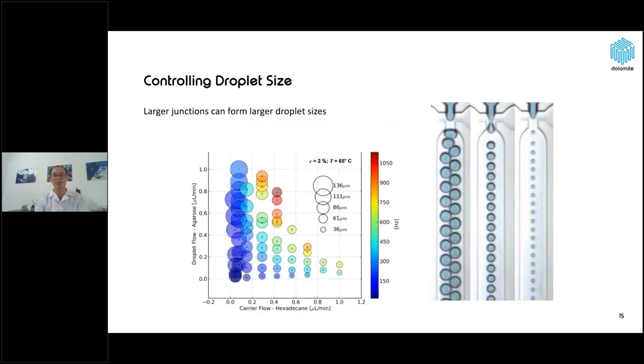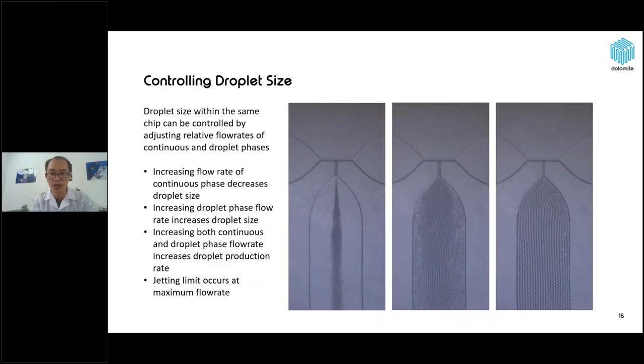For controlling the droplet size, we basically have two main ways. The first way is to choose a different droplet chip junction size. A larger junction forms a larger droplet size, and a smaller chip junction forms a smaller droplet size. The second way is to use the same chip and adjust the relative flow rate of the continuous and droplet phase. For example, when you increase the flow rate of the continuous phase, you decrease the droplet size, and in the reverse way, increasing the droplet phase flow rate increases the droplet size.